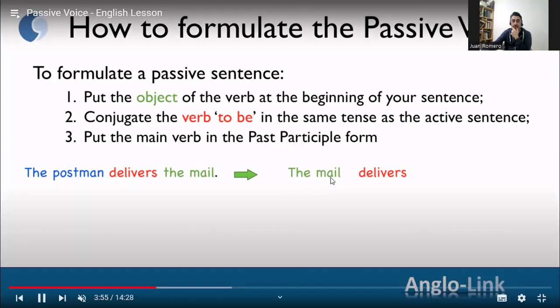the mail is delivered by the postman. So the mail is delivered. This is the past participle of the verb deliver. Delivered. Each regular verb has this past participle, you know.